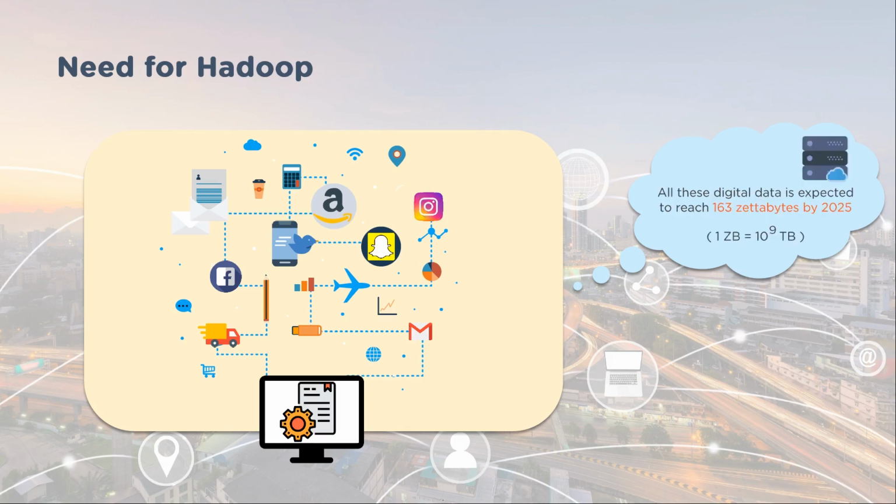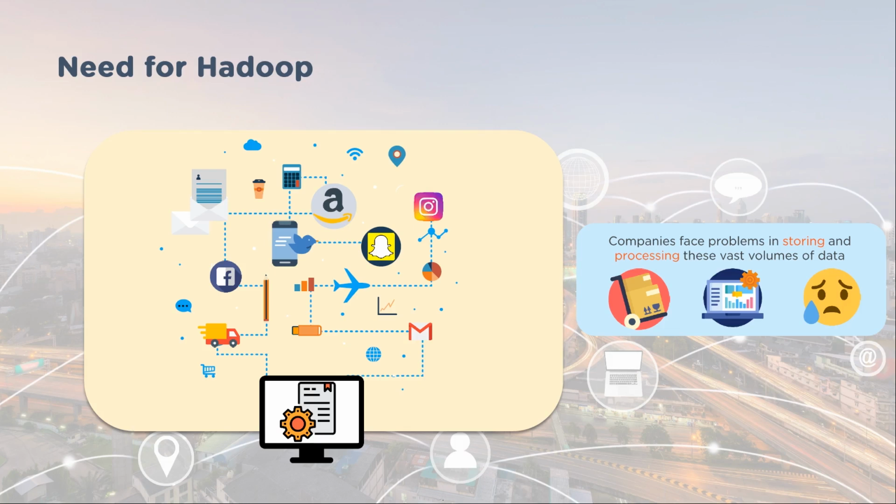All this digital data is expected to reach 163 zettabytes by 2025. And remember, 1 zettabyte equals 10 to the 9th terabytes. That is massive. If you have a high-end desktop computer today, you might have 1 terabyte on that computer. So that's like having 10 to the 11th of those computers storing all that data across the world. Companies face problems in storing and processing these vast volumes of data.